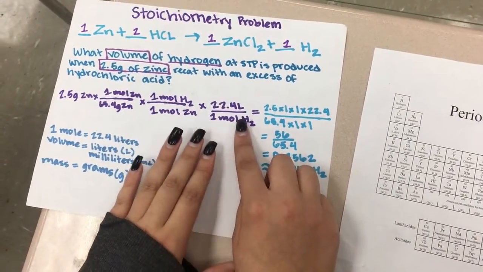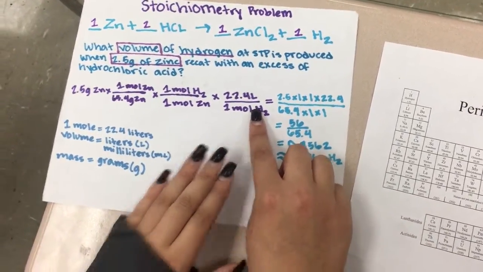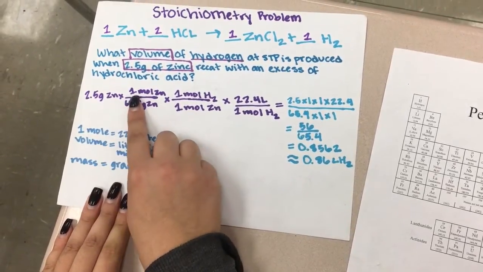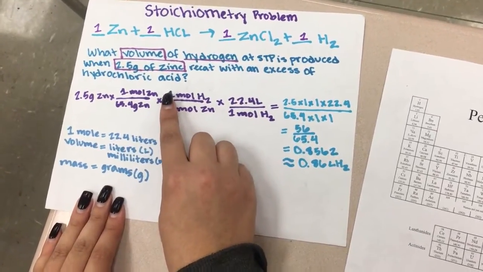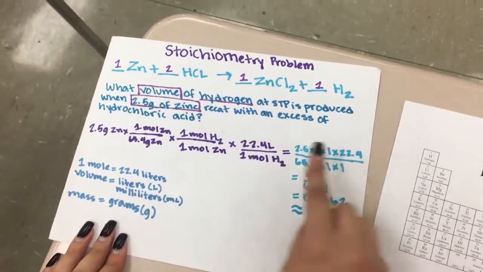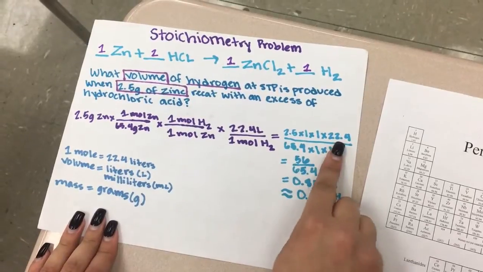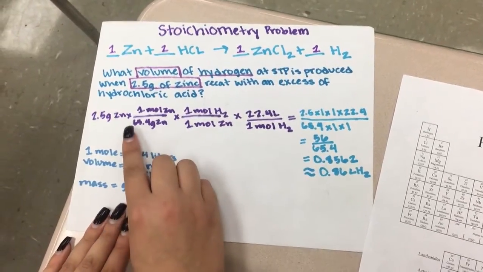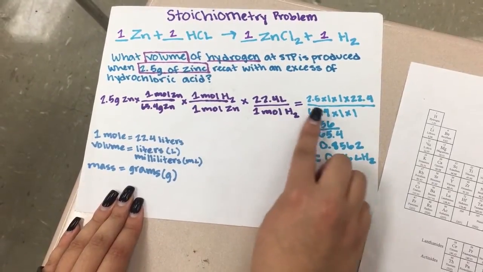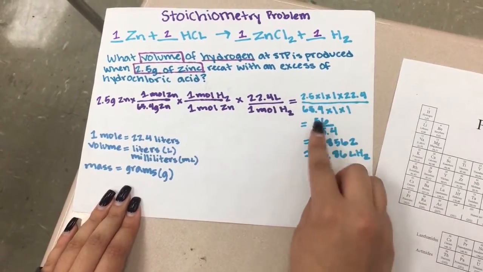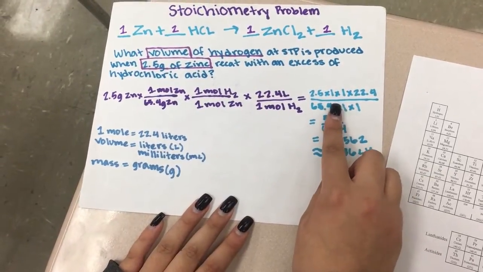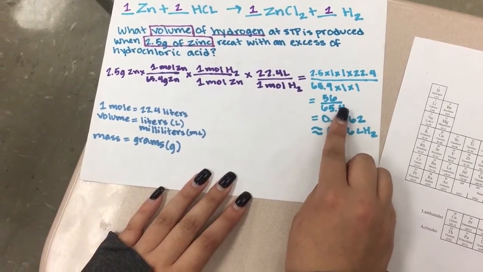Now you're finished with that part. Now you have to solve it. So you take all the numbers on the top, which is 2.5 times 1 times 1 times 22.4 right here, and then you divide it by the bottom numbers, which is 65.4 times 1 right here. In the top, you're going to get 56. Now you're going to divide it by the number you get in the bottom, which is 65.4.